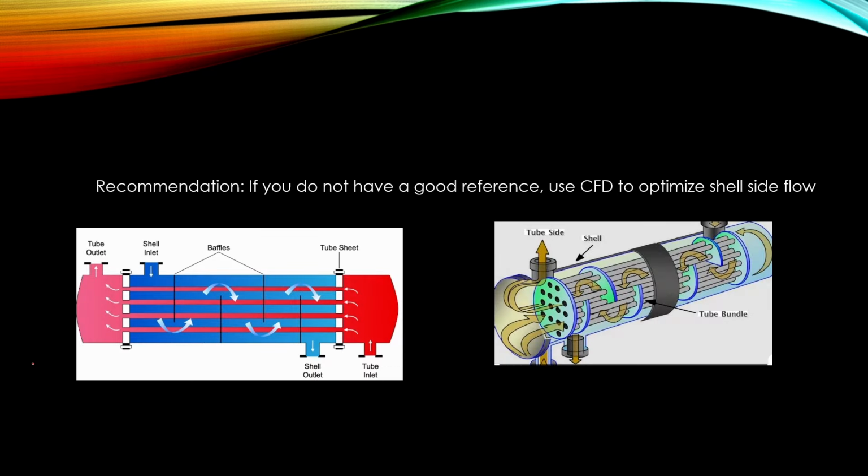Because this shell-side heat transfer calculation is quite a challenging task, my recommendation is that if you don't have a good reference, you should use CFD calculation to optimize your shell-side flow behavior. Optimize these baffles and maybe add some splitter plates near the inlet to guarantee even flow through this shell side.